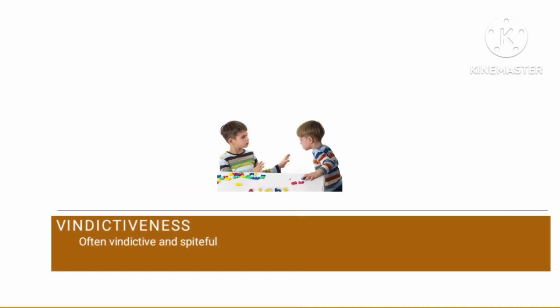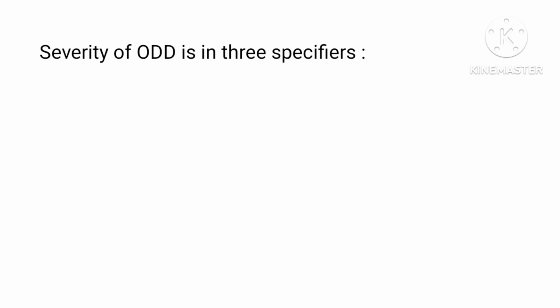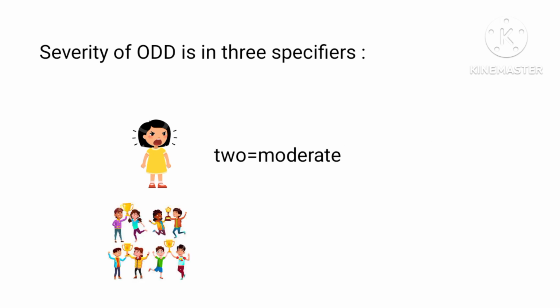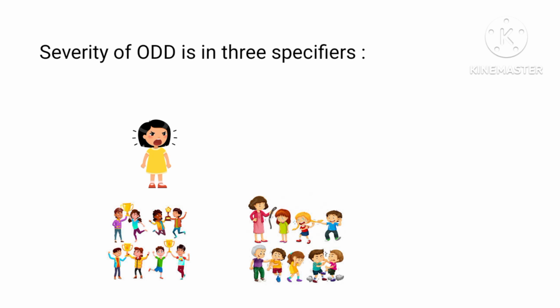And then under the third pattern, the cognitive pattern, which is characterized by vindictiveness and being spiteful, is symptom number 8, whereby the child has to be vindictive or spiteful at least 2 times in the past 6 months. The symptoms must appear more days than not in the past 6 months. Severity of ODD is in 3 specifiers entirely based on the number of settings where the symptoms are present. 1 setting is mild ODD, 2 settings is moderate ODD, 3 settings or more is severe ODD. These settings may be at home, at school, at the play area, etc.